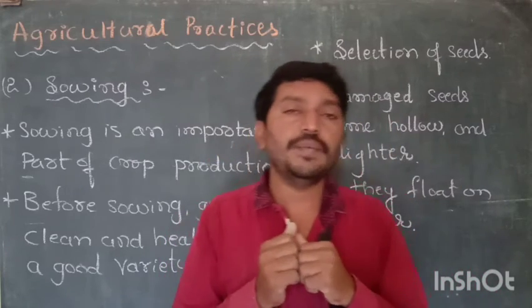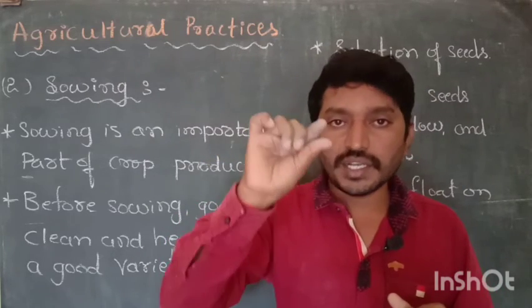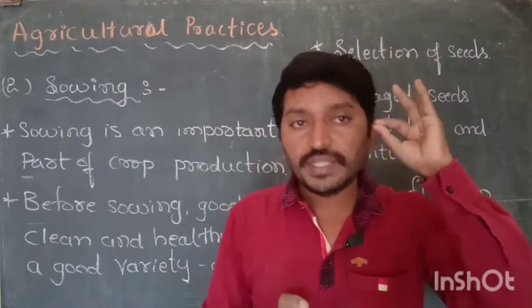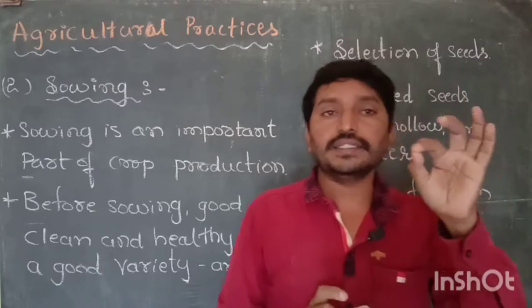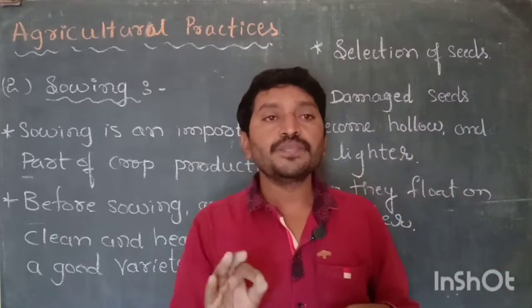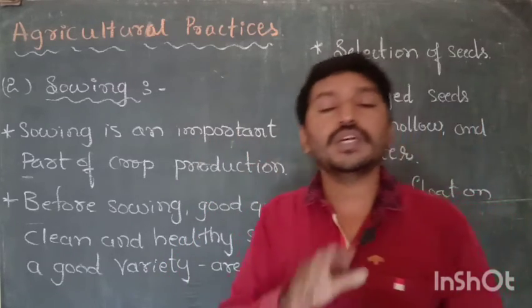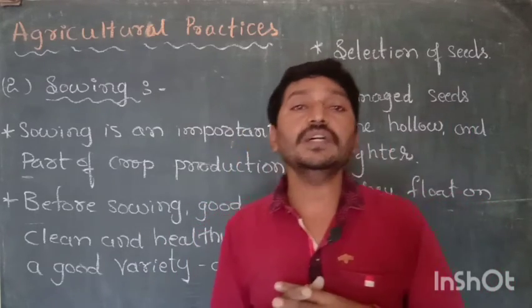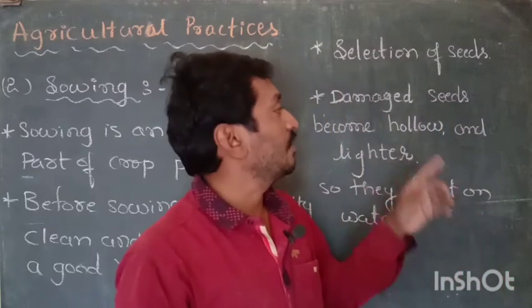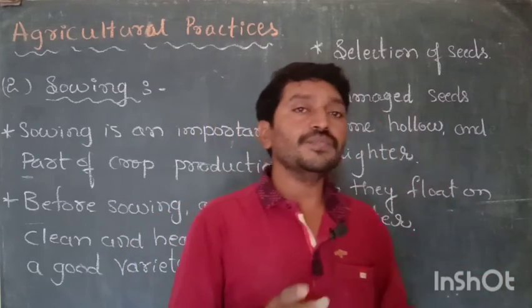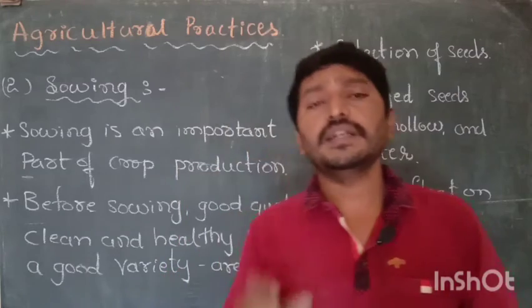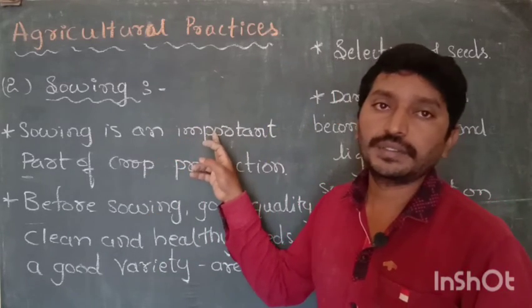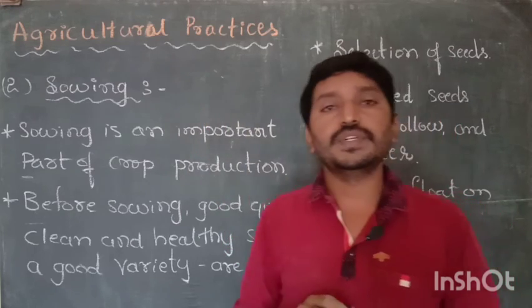How do you come to know it is a damaged seed? The seeds are hollow and also lighter. When the seeds are lighter or hollow, they are not useful. They are not good seeds for sowing in our field. That's why we should take care about these. So before selecting, think and take care about the seeds. This is about sowing. Okay, the remaining concepts we will discuss later.